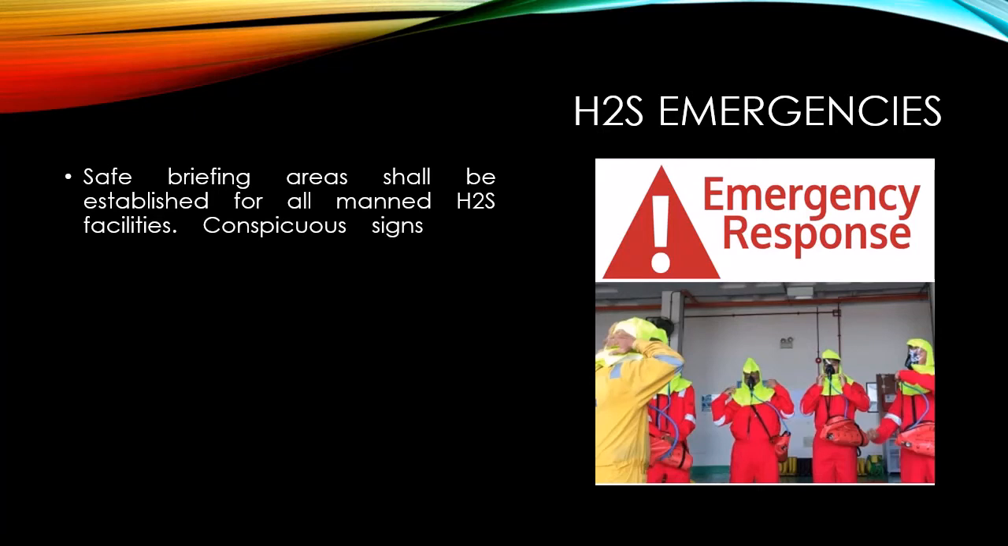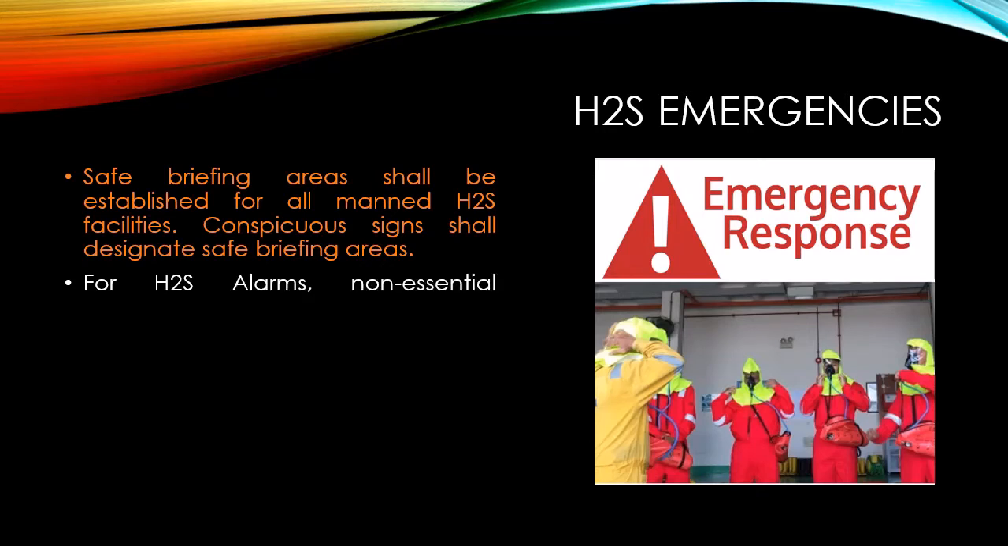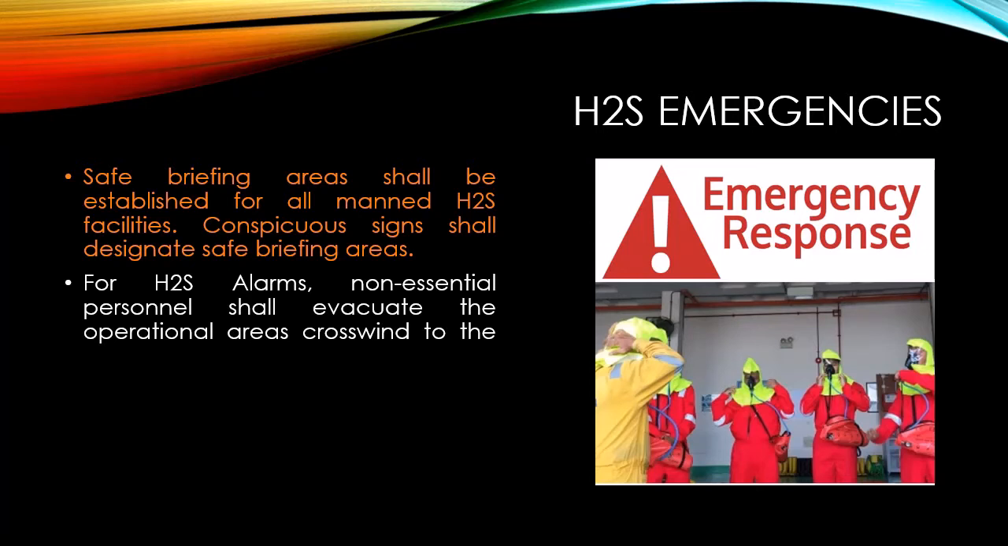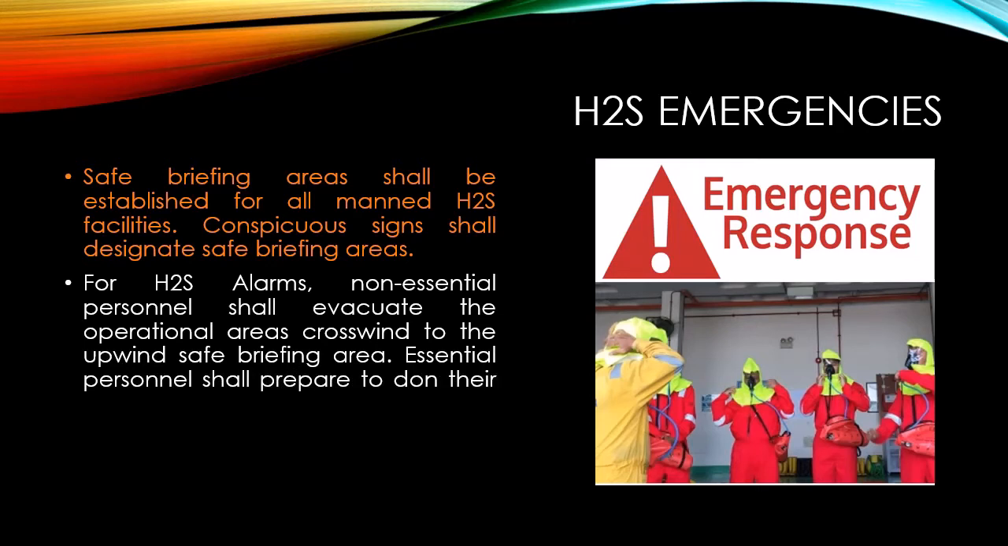Emergency preparedness. Safe briefing areas shall be established for all manned H2S facilities. Conspicuous signs shall designate safe briefing areas. For H2S alarms, non-essential personnel shall evacuate the operational areas, crosswind to the upwind safe briefing area. Essential personnel shall prepare to don their respiratory protection and report to their duty station.